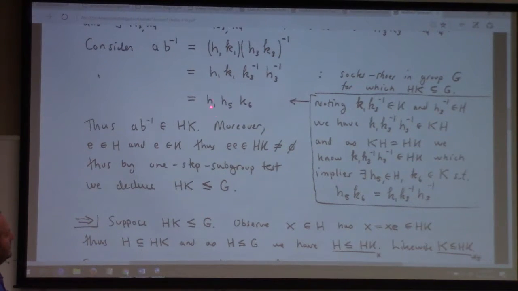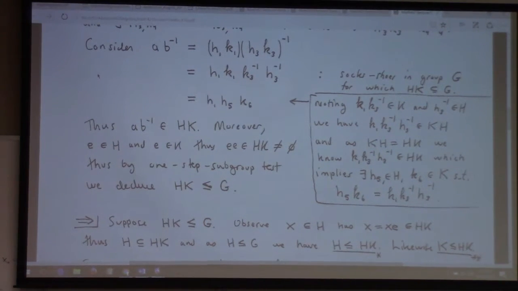And then now, voila, I've got something in H, something in K, so I proved that AB inverse is an element of HK, which shows it's closed. And then to show it's not empty, it's easy to see that E is in both, so EE is in HK, which is not empty. One-step subgroup test, subgroup.